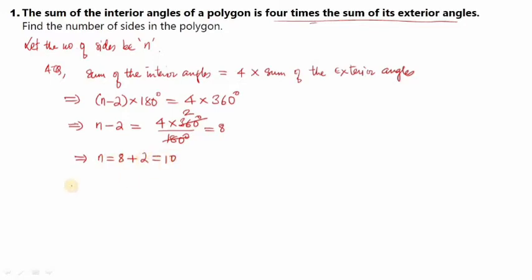So therefore, what is n? n is the number of sides, right? So the required number of sides is exactly 10. I hope this is clear to you. You may pause the video and note down the solution.